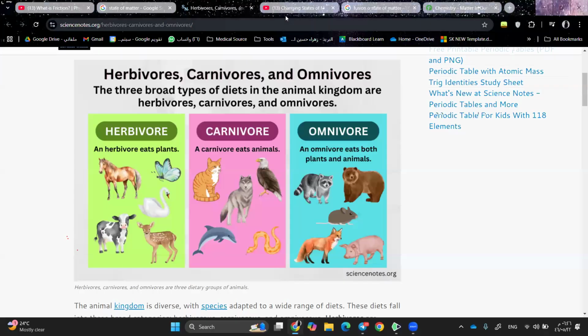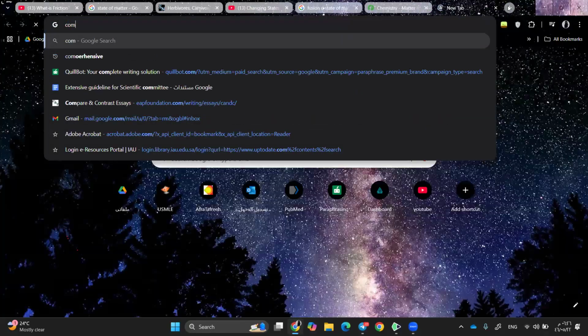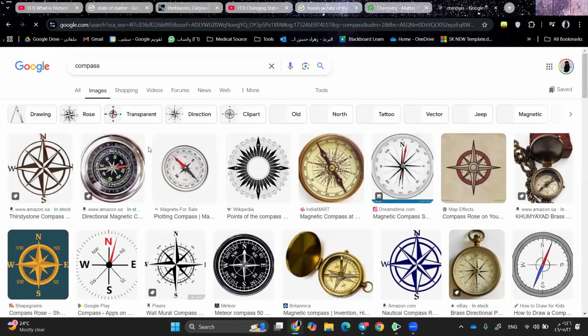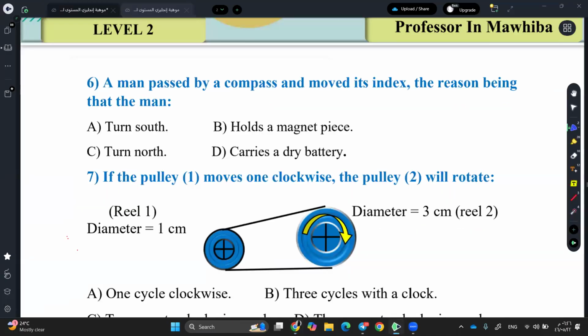Okay, let me show you what a compass means. So this is a compass. Do you think they had batteries in the old days? Battery is an innovation from recent years, but the compass was used hundreds of years ago. So what do you think the right answer is?